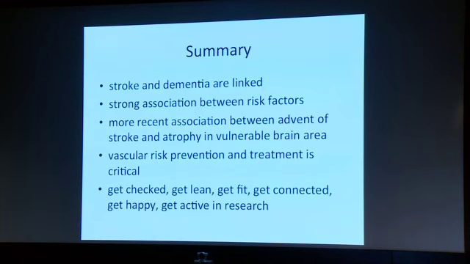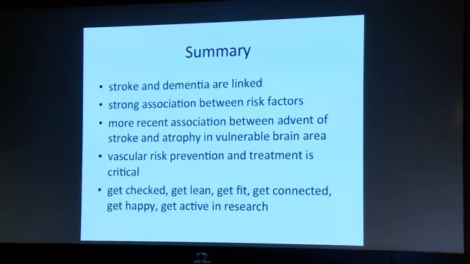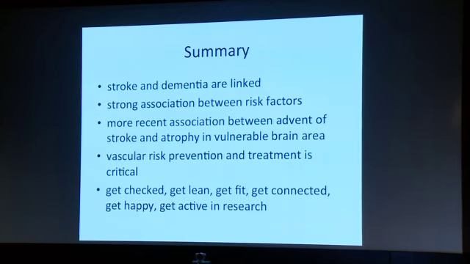So tonight I wanted to just present an overview, and I did want to allow time for discussion and questions if you have any, to say that stroke and dementia are linked, and we still are trying to find exactly how they're causing each other, if you like. We know there's a strong association between the risk factors. We now know, and this is quite recent, that there's a very strong association between the stroke and then atrophy or shrinkage of these very vulnerable brain areas. We don't know why in particular these areas are vulnerable. It's probably because they're so connected and so important for so many functions. We know that vascular risk prevention is absolutely critical. Treatment is critical, so that's a really important thing.